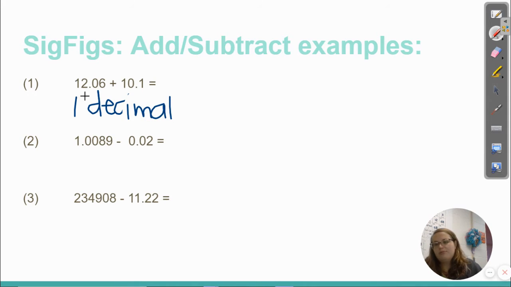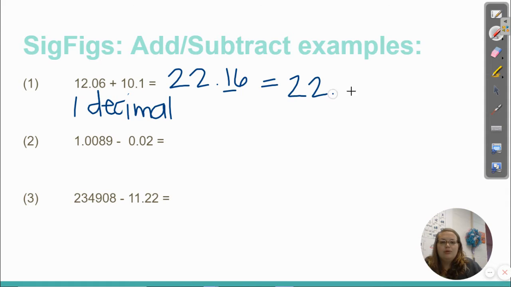So I'm rounding to 1 decimal place. So I'm going to do the whole problem on normal. So 12.06 plus 10.1. My unrounded answer is 22.16. I'm rounding to 1 decimal place. So looking at this 1 here, that's a 6. 5 or above, give it a shove. 4 below, let it go. So we're going to round that to 22.2 is my final answer.